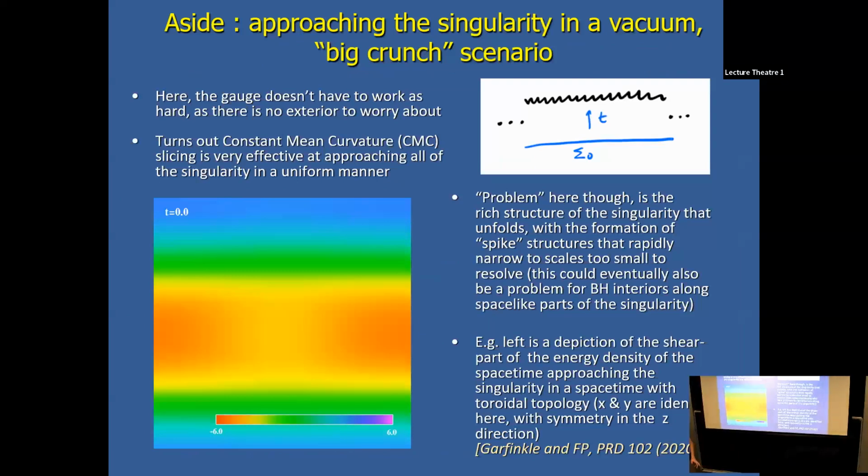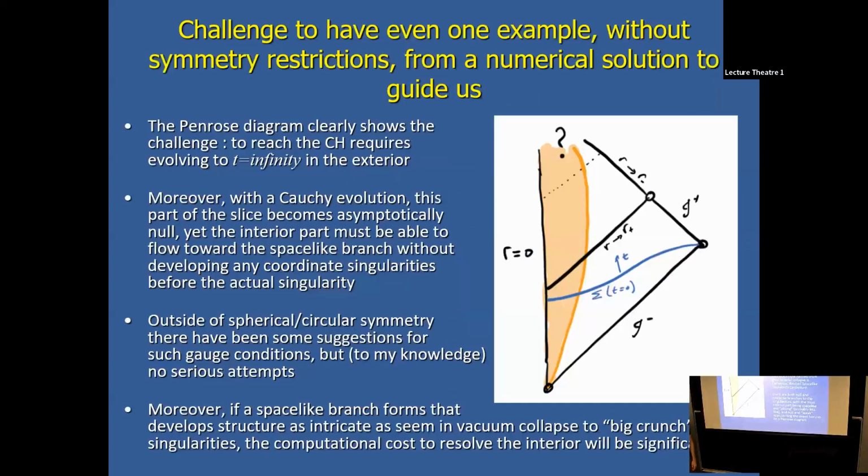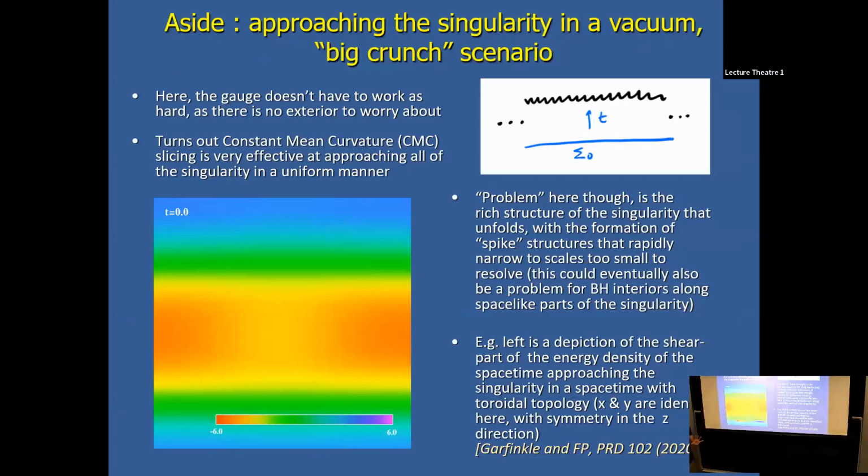So let me just show you an example of the complexity that can arise in that case. Here for the so-called cosmological singularities, and again, it's kind of a conjecture that this part of the singularity might be similar to these cosmological singularities, there's no exterior. The whole space-time is just that interior part. Because there's no exterior, the gauge problem is a little bit easier. We don't have to worry about this very disparate time evolution between an interior and exterior.